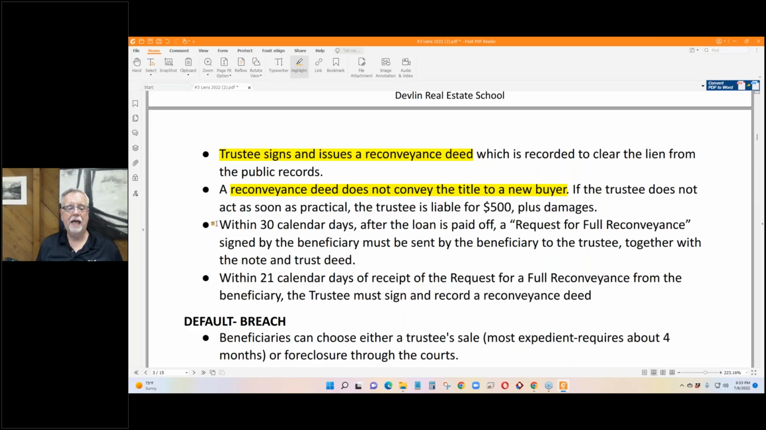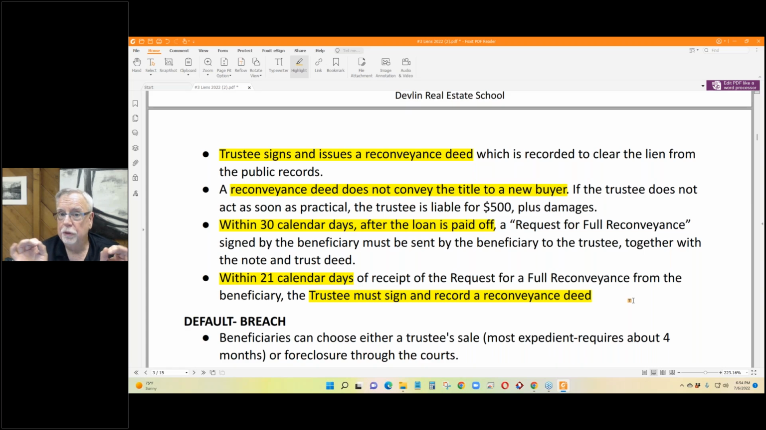You have 30 calendar days after the loan is paid off to do it. Now, that may seem like a really long time because, hey, we're selling the house and gee, don't we need it right away? And the request for full reconveyance has to be done. And then within 21 days, the trustee must sign and record the reconveyance deed.